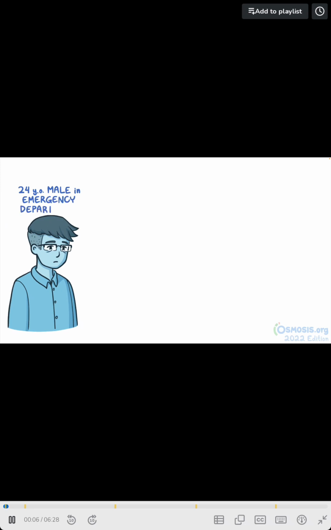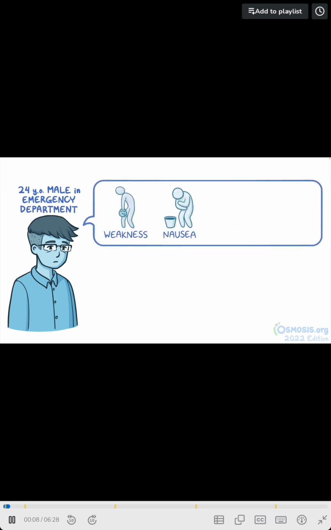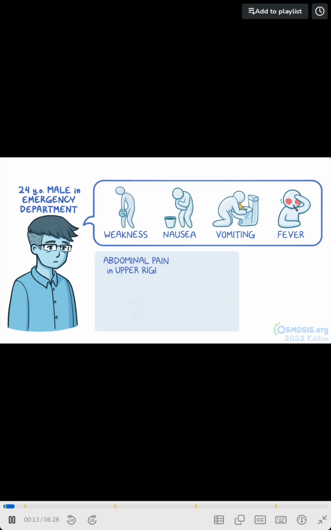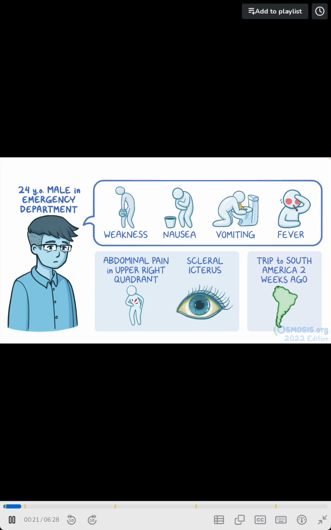A 24-year-old male client is seen in the emergency department with a report of weakness, nausea, vomiting, and fever. On assessment, he has abdominal pain in the upper right quadrant of his abdomen, along with scleral icterus. When asked about recent travel, he states he returned from a trip to South America 2 weeks ago. Based on these findings, liver function tests are ordered.